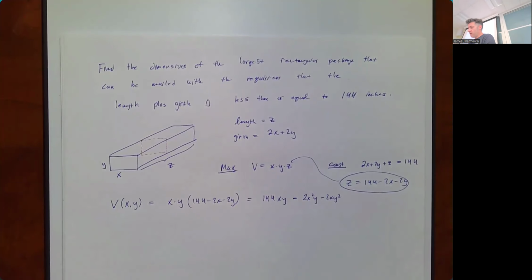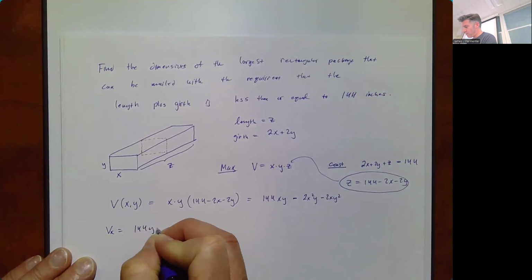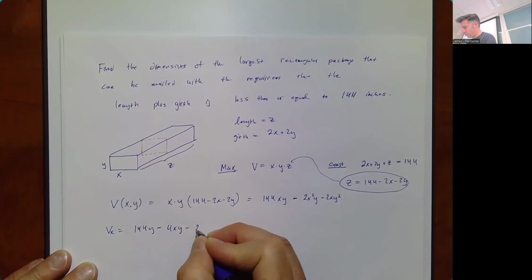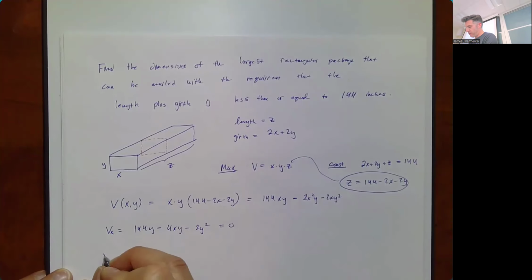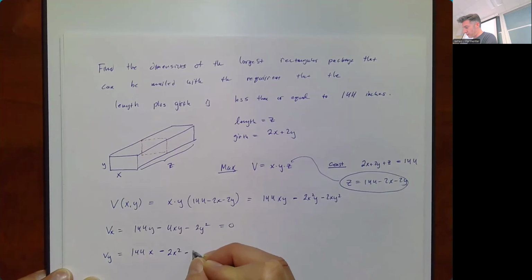So finding our partials, Vx is 144y minus 4xy minus 2y squared equals 0. Vy is going to be very similar. It's going to be 144x minus 2x squared minus 4xy.